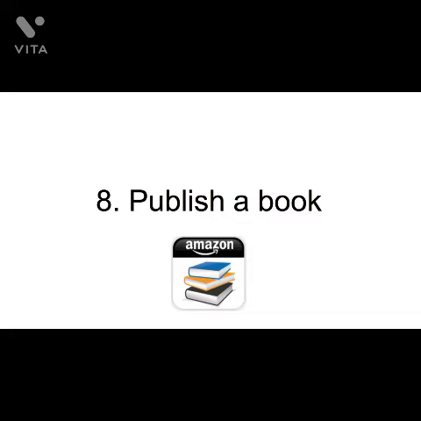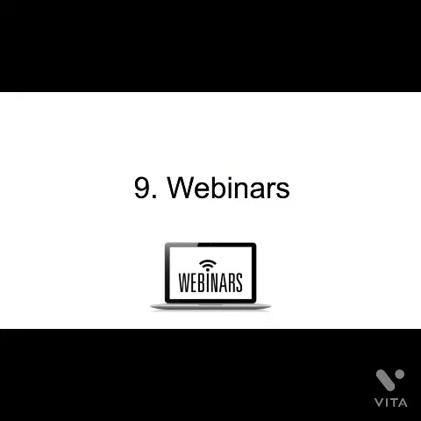Publish a book. This could be either a hardcover book or a Kindle book. It will establish yourself as an authority in the field, and you'll gain that instant credibility once you have a book out there. Your book doesn't need to be a #1 bestseller. All you need to do is just publish it, and you're already considered an author. Number 9, do webinars.